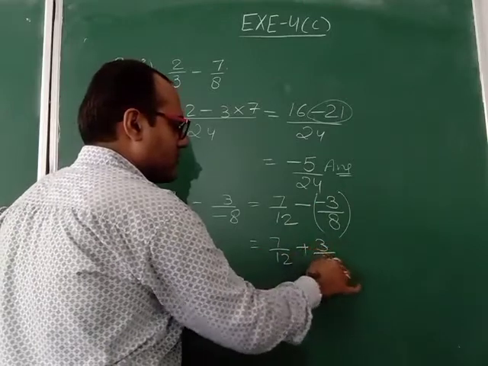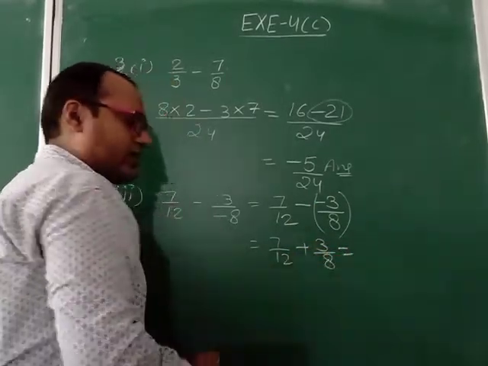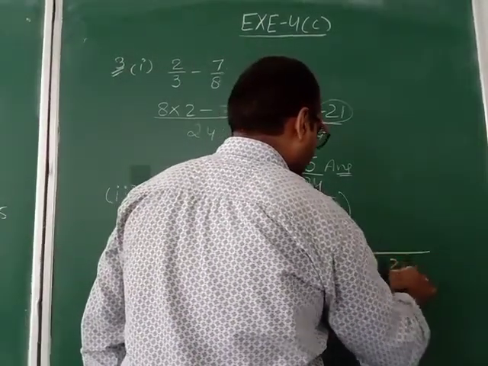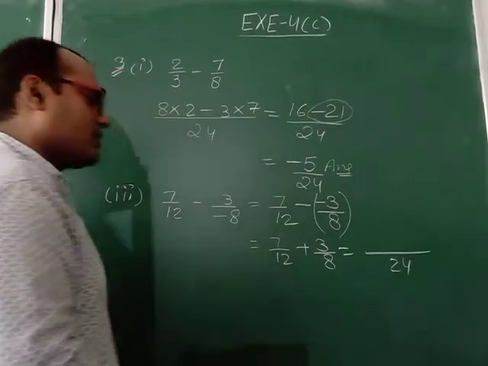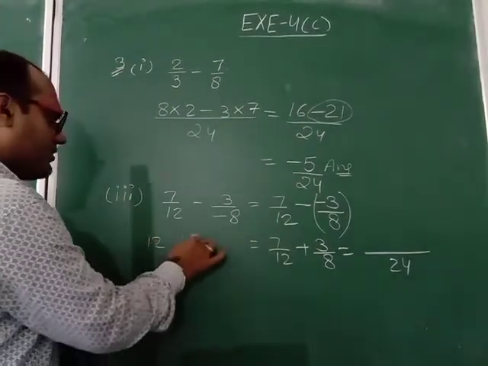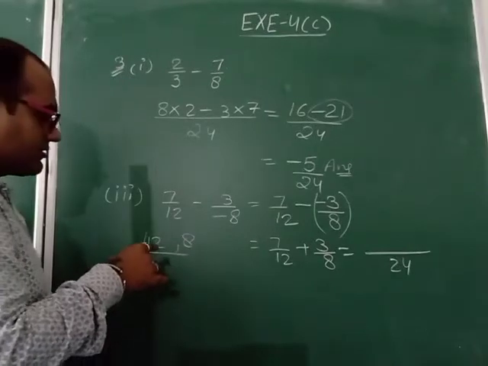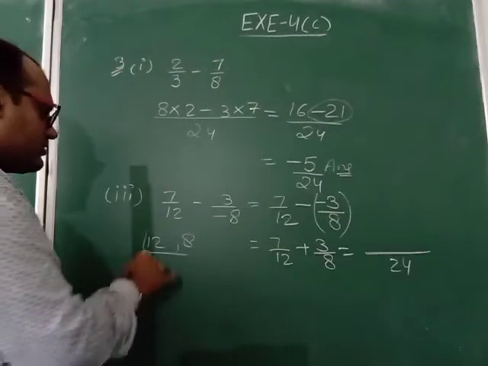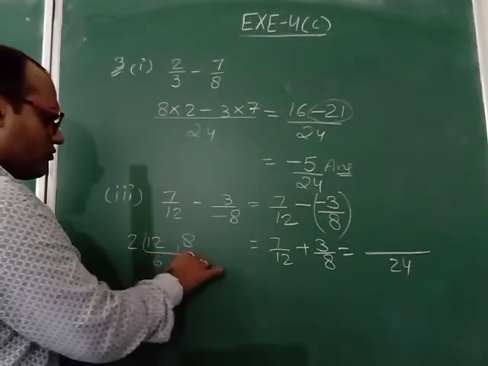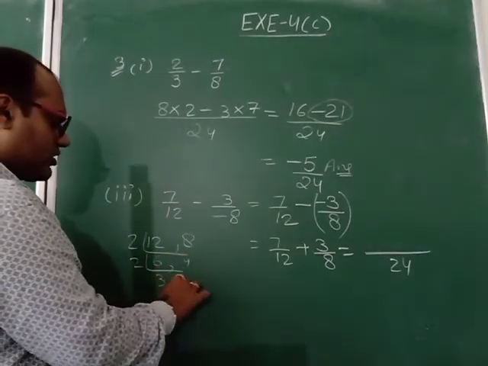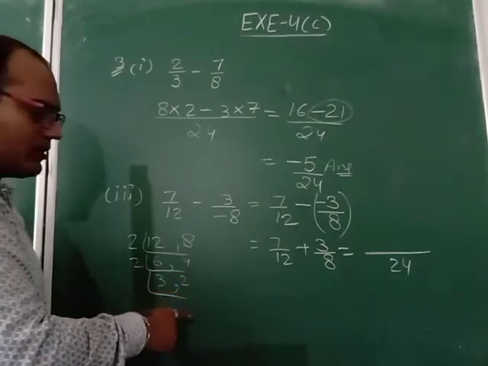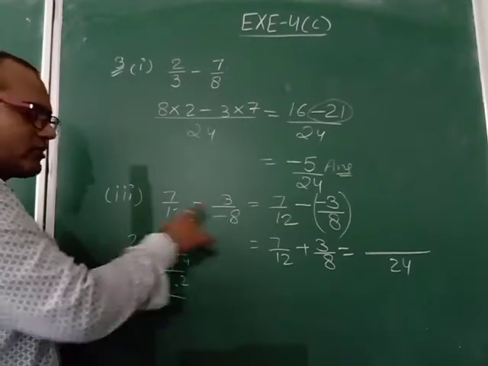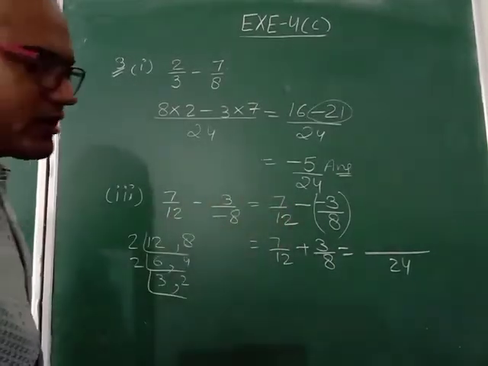plus 3 upon 8. Now LCM we will take. LCM of 12 and 8 will be 24. When we will take LCM of 12 and 8, both are coming in a table of 4, so we will divide it with 4, or you can start with 2 also. 2 6s are 12, 2 4s are 8, 2 3s are 6, 2 2s are 4. Now these two are not coming in the same table, so we will multiply. 3 2s are 6, 6 2s are 12, 12 2s are 24. That's why I had written in that denominator 24.